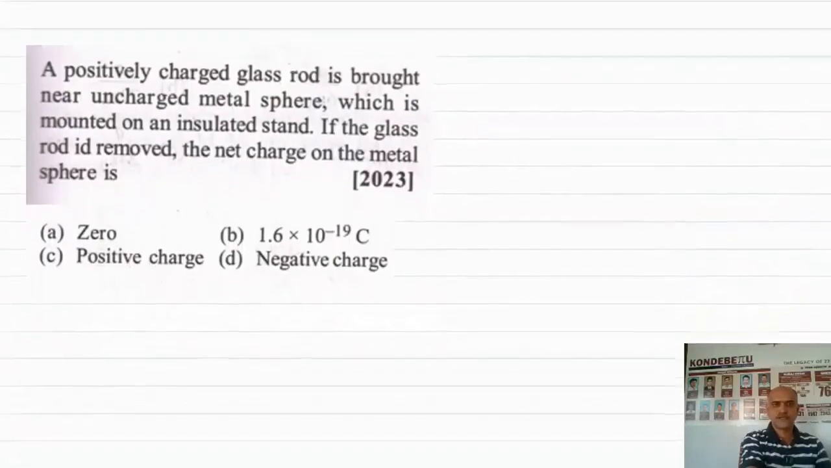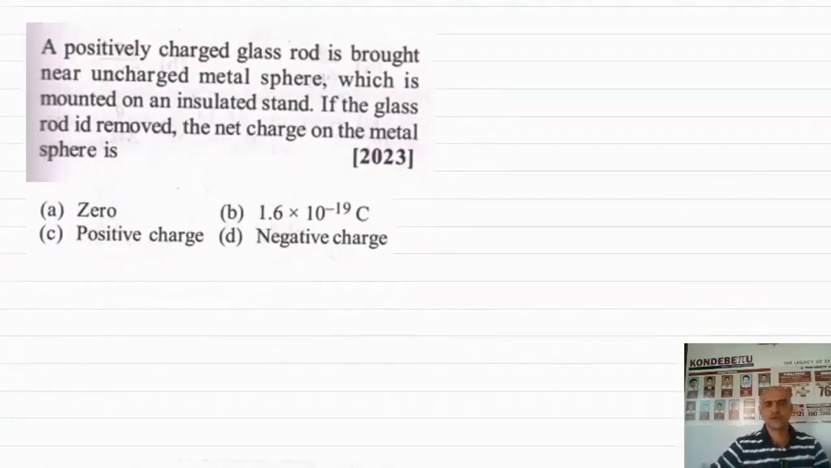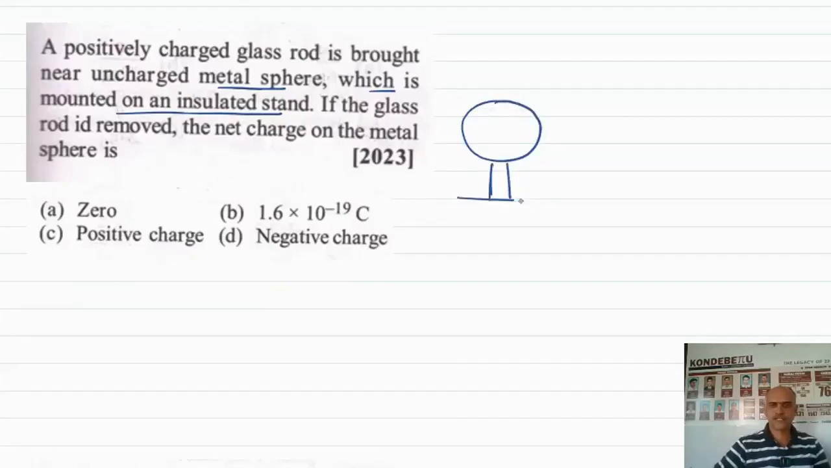A positively charged glass rod is brought near an uncharged metal sphere which is mounted on an insulated stand. So there is a sphere mounted on a stand which is insulated. A positively charged glass rod is brought near this sphere.